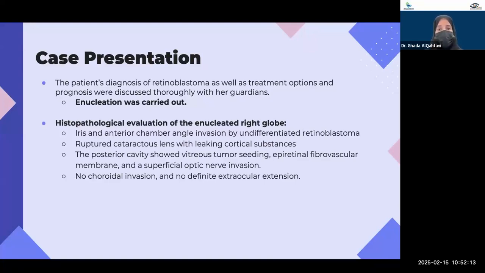Histopathological evaluation of the enucleated right globe showed iris and anterior chamber angle invasion by undifferentiated retinoblastoma. There was ruptured cataractous lens with leaking cortical material. The posterior cavity showed vitreous tumor seeding, epiretinal fibrovascular membrane, and superficial optic nerve invasion. There was no choroidal invasion and no definite extraocular extension.